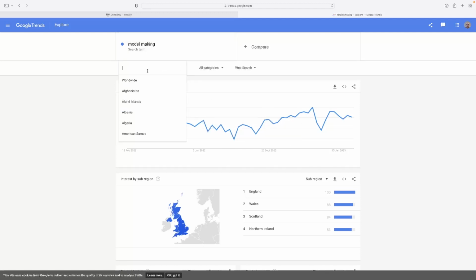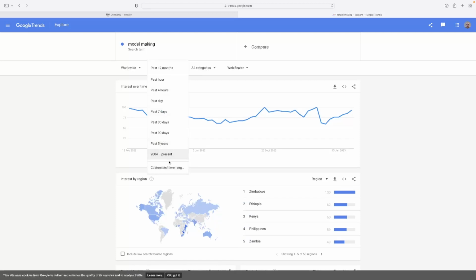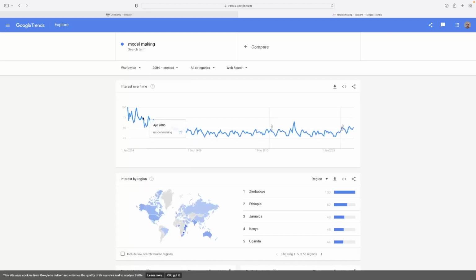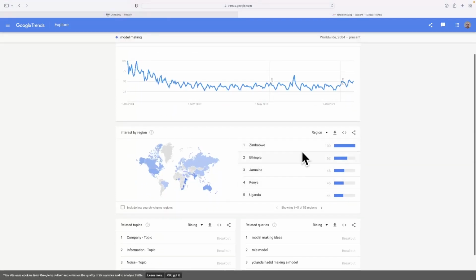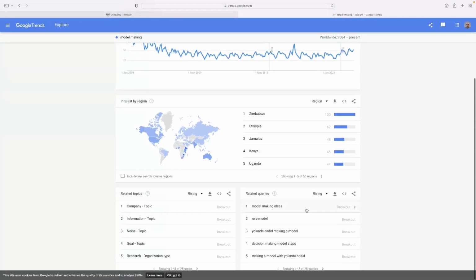So I'm in the UK at the moment. If I go for worldwide, and then instead of the past 12 months, I go for 2004 to present, that shows me that it's declined slowly over time and sustained as well. It also shows the main countries where those search trends have become more popular at the moment and where the interest is peaking currently.